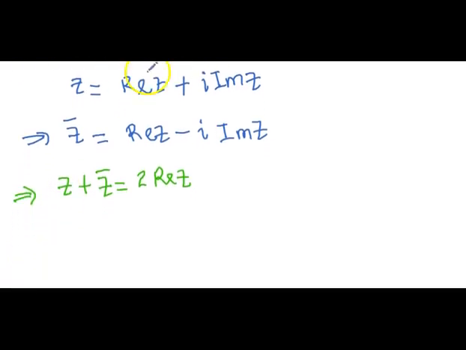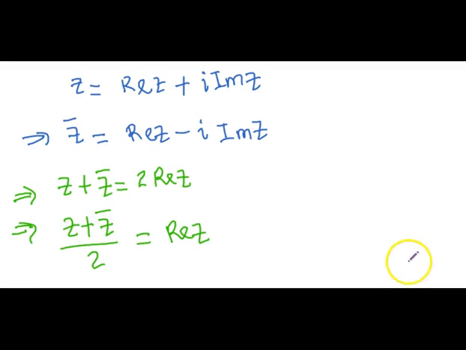and this very easily implies that if we divide both of these quantities by 2, we end up with z plus the conjugate of z, divided by 2. That's exactly an expression for the real part of this complex number. And you can possibly see a pattern now. We can do a very similar thing to get an expression for the imaginary part of the complex number. So let's do that next.